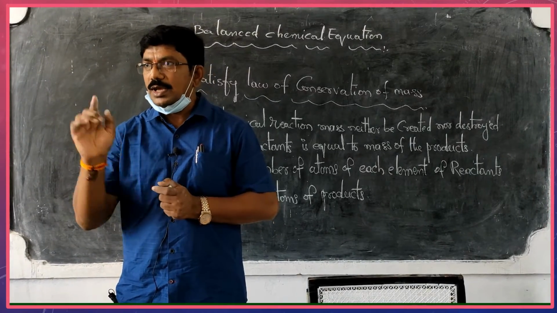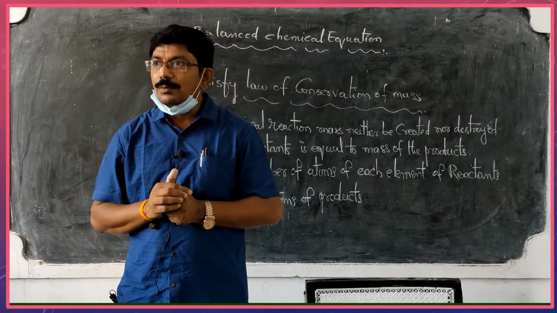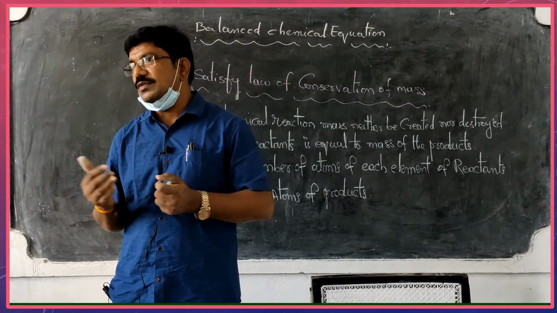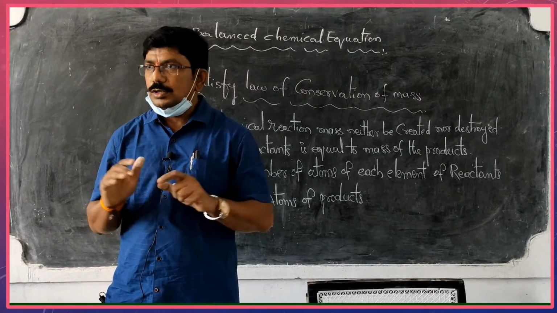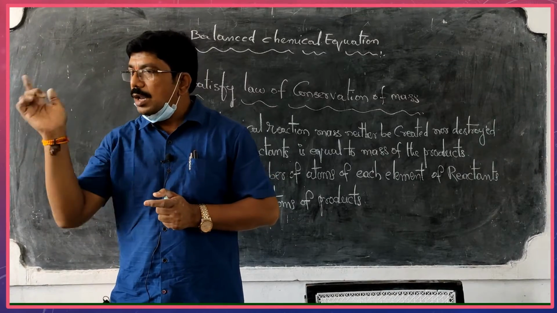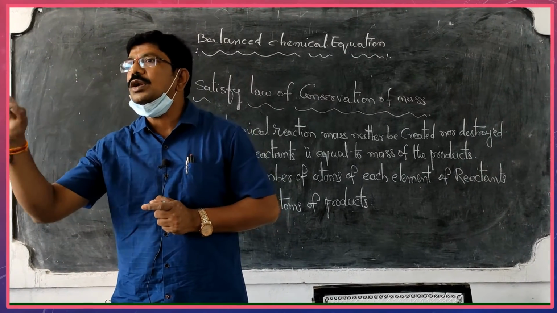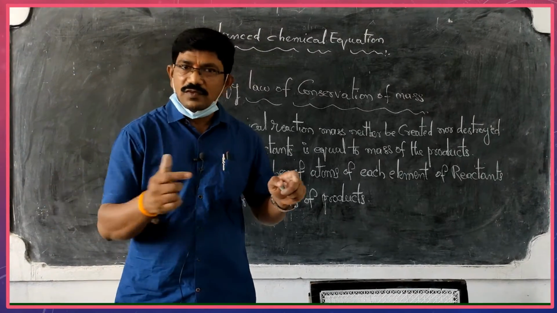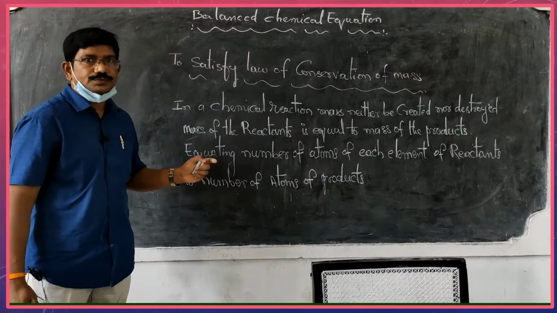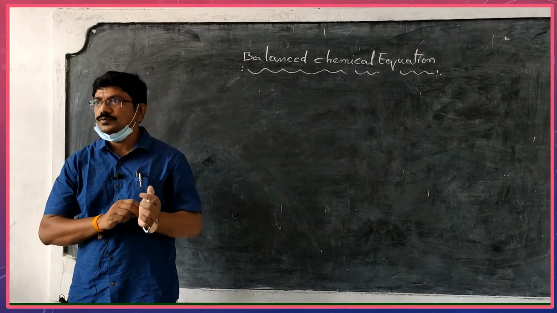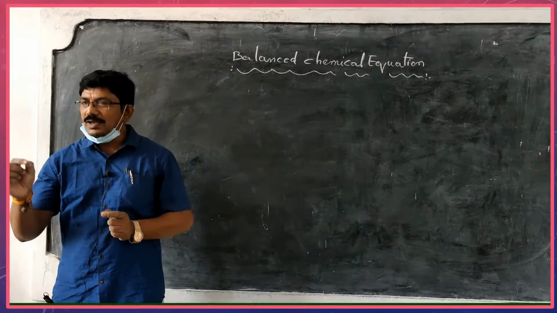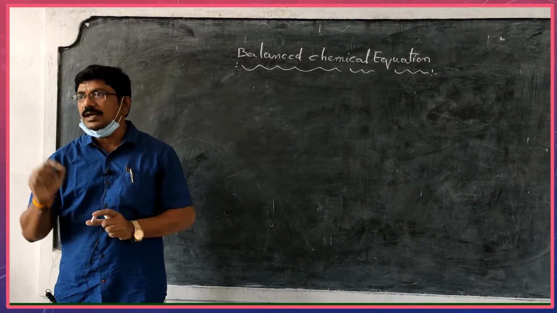Balancing is nothing but equating the number of atoms of reactants to the number of atoms of the products. Do you understand the concept? The mass of the reactants is equal to the mass of the products. Okay, now you make a note of this. I will explain with an example. Now listen to me. What is a balanced equation? I told you. So I will explain with the simplest example.